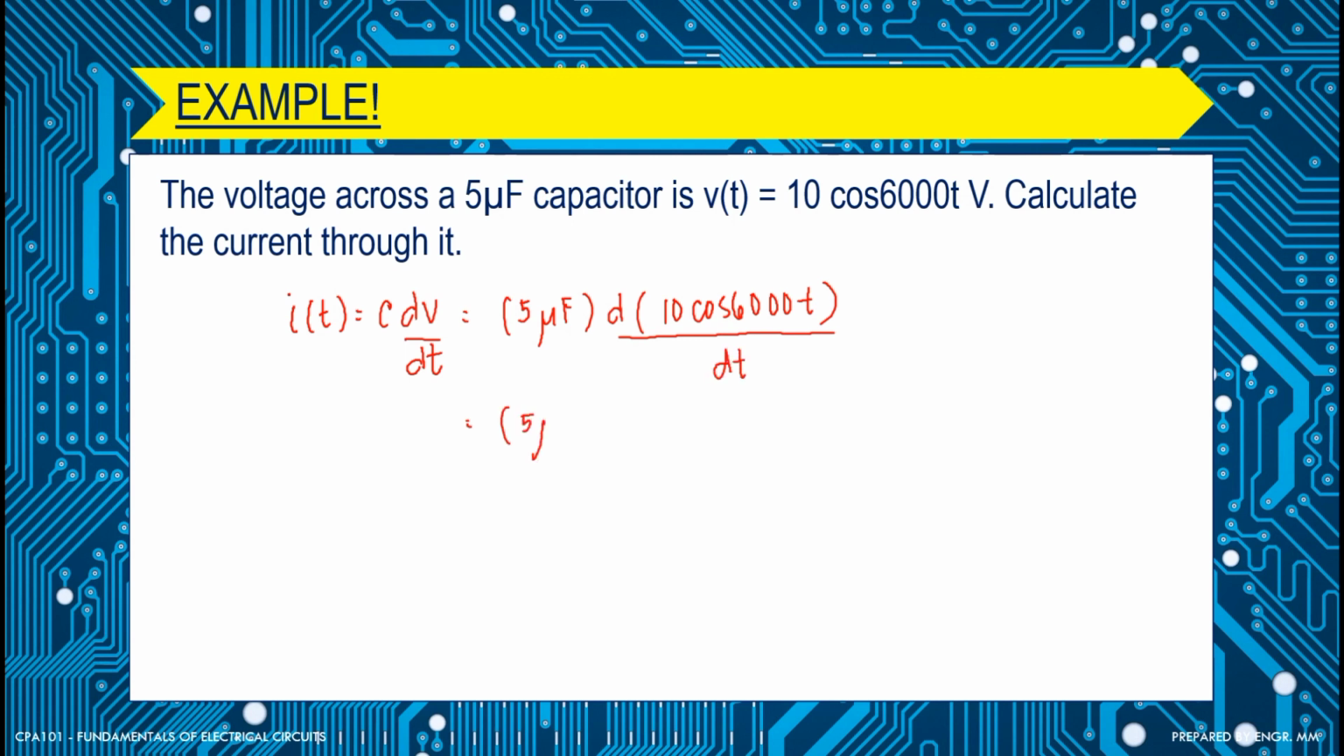Now let's just rewrite the capacitance. Then the derivative of 10 cosine 6,000 t is 10 times 6,000 times negative sine of 6,000 t. So our answer would be negative 0.3 sine of 6,000 t, and the unit is ampere because this is current.